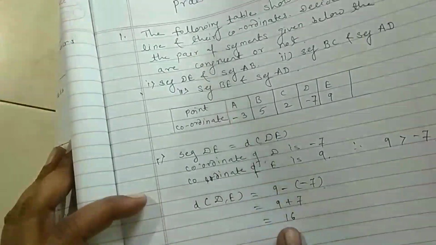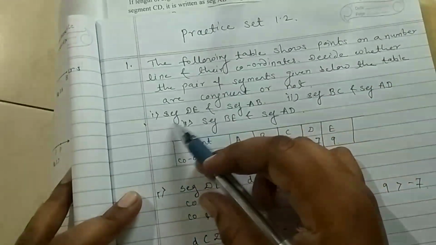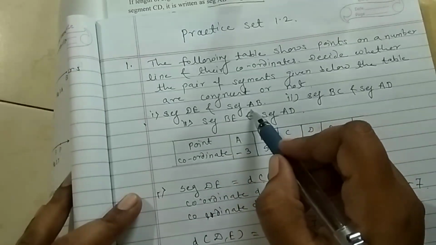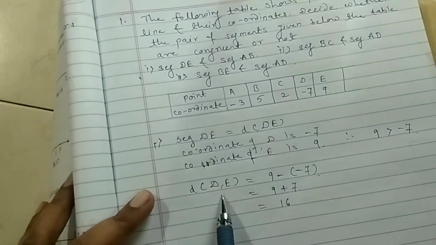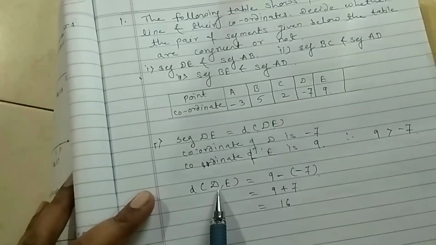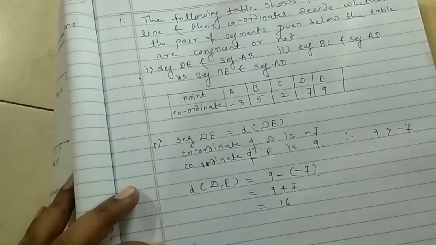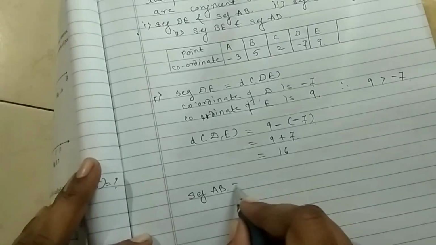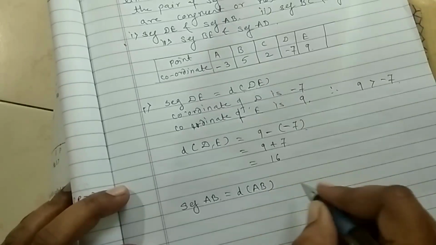Okay, now here what do we have to find out? Whether both the segments are congruent or not. So first we have to find out the distance between AB again, right? We have already found the distance between DE. So the second thing is, first solve segment AB, which is equal to distance AB.